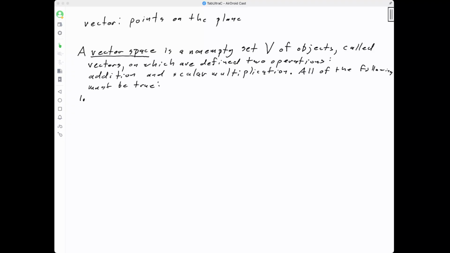First, u plus v has to be in our vector space for any vectors u and v. So what this is saying is no matter what two vectors you pick from your vector space, if you add them together, that also has to be in the vector space. So you can't have a vector space that when you add vectors together, you get something outside of the vector space. We call this closed under addition.